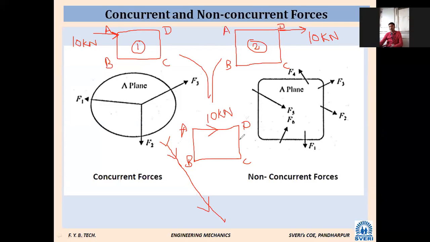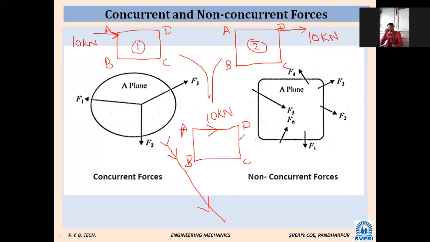What is this called? Law of transmissibility of force. It is there in further syllabus. But meanwhile, whatever the line of action of force is, on that line you can show the force anywhere. Effect will remain unchanged. It is called the law of transmissibility. What does the law of transmissibility of force say? Whatever the line of action of force is, you can show the force anywhere on that line of action, and the effect of force will remain unchanged.